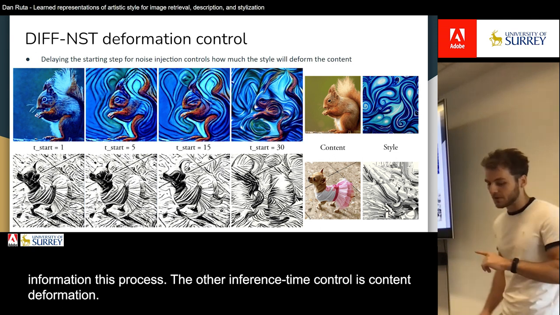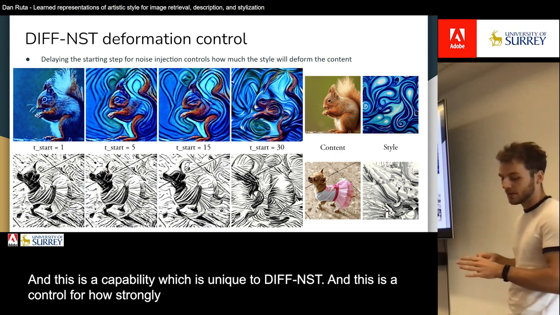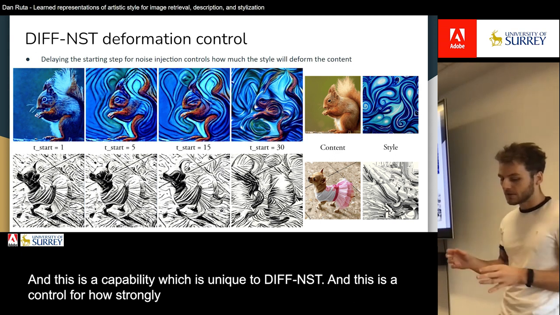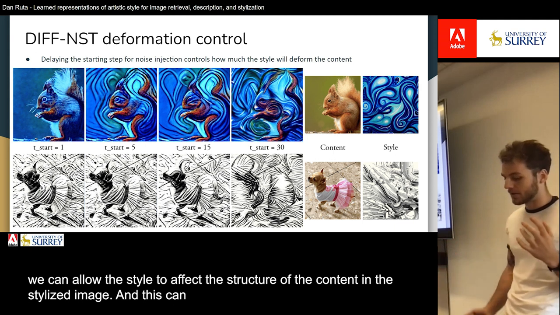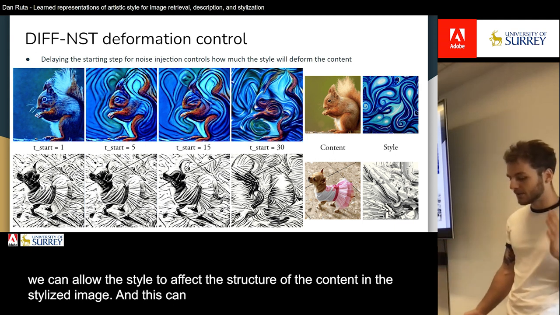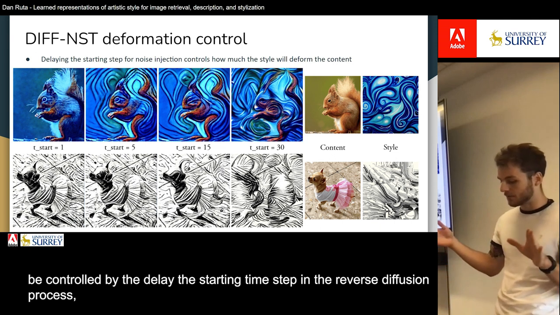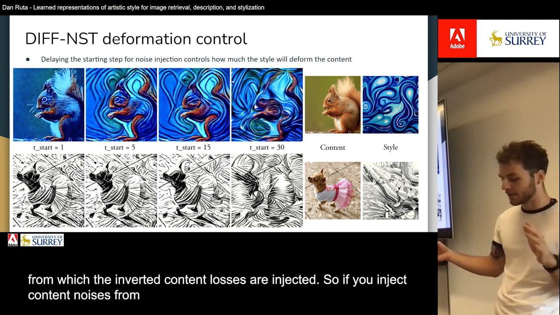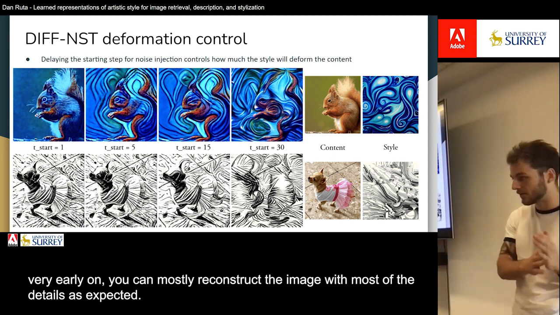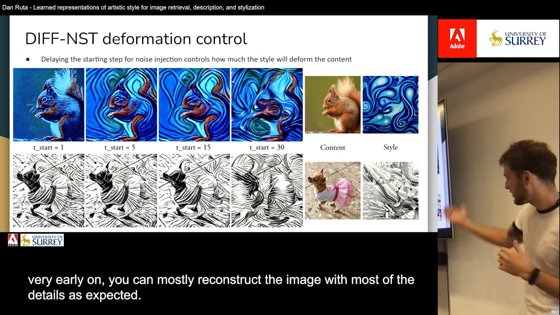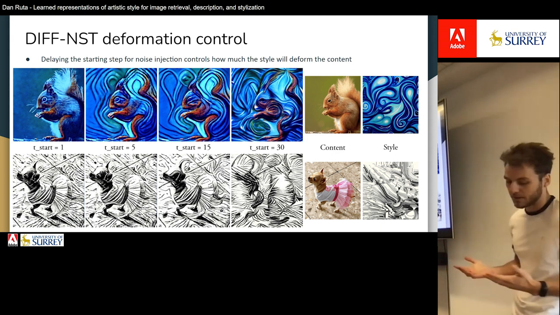Now, the other inference time control is content deformation. And this is a capability which is unique to DiffNST. This is a control for how strongly we can allow the style to affect the structure of the content in the stylized image. And this can be controlled by delaying the starting time step in the reverse diffusion process, in which the inverted content noises are injected. So if you inject content noises from very early on, you can mostly reconstruct the image, you know, with most of the details as expected.